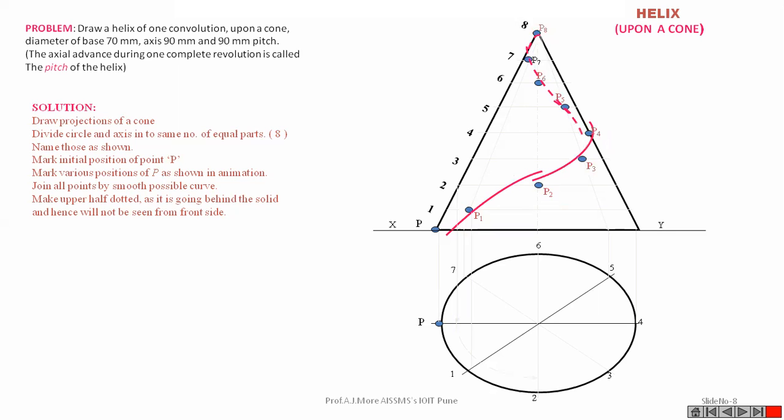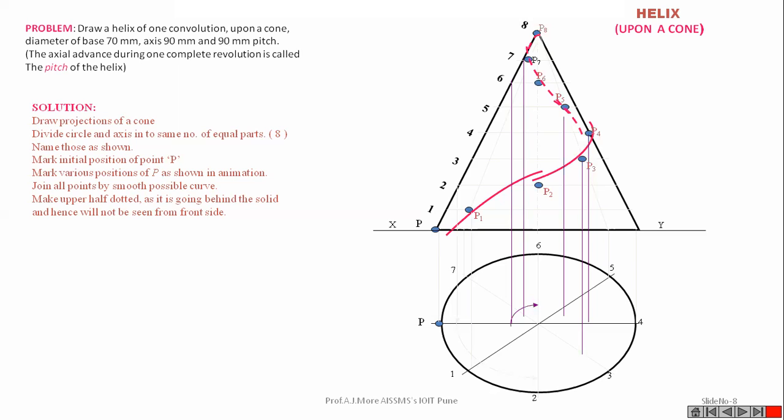If I go for the top view of the cone, I have to project all the points of intersection downward, up to 1, 2, 3, 4, 5, 6, like this. You have to take all these points downward, and wherever they intersect, you have to join the curve. So this is how you get the top view of that helix. If you see from the top, it will be your helix in the top view.